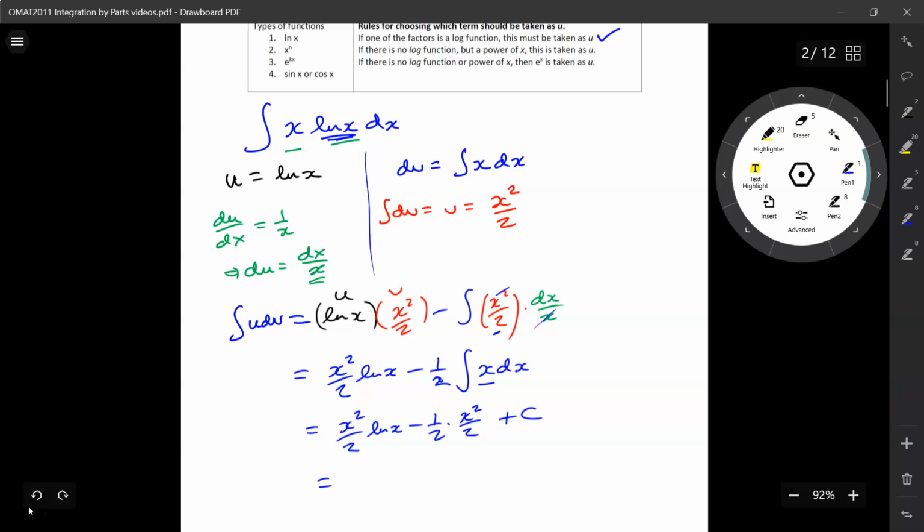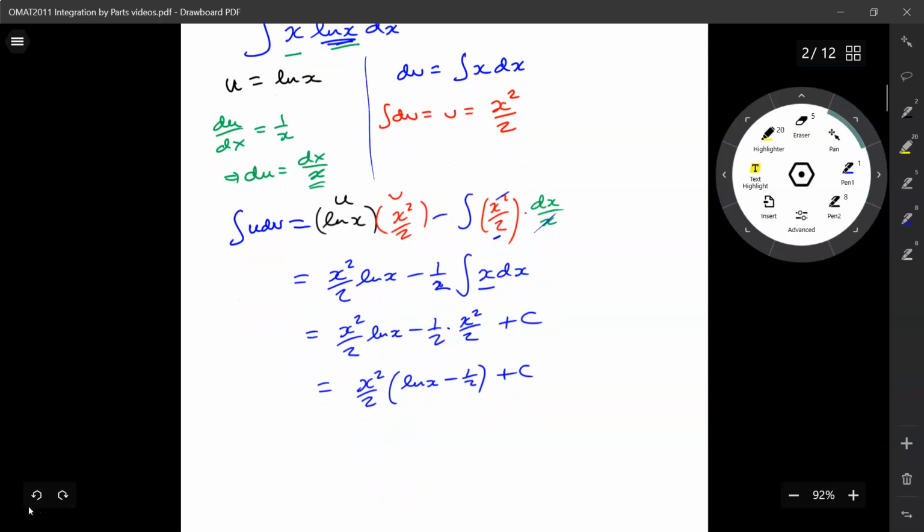And you can see we have x squared over 2 is common to each of these. So it's x squared over 2 times the log of x minus a half, plus a constant of integration. And you may not want to write it like that. You may want to write everything over 2 there.